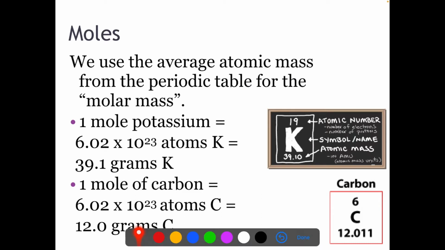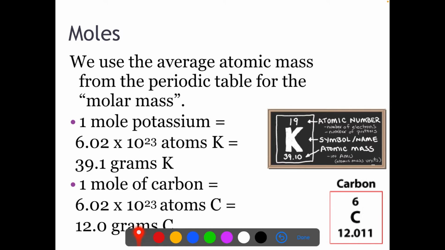So if you find potassium on your periodic table, it's number 19. It has an average atomic mass of 39.10. Okay, that tells me that 1 mole of potassium has 6.02 times 10 to the 23rd atoms of potassium and has a mass of 39.1 grams. So if I were holding 39 grams of potassium in my hand, I would be holding a mole of potassium. 1 mole of carbon, 6.02 times 10 to the 23rd atoms of carbon, and it weighs 12.0 or 12.01 is what's on our periodic table.